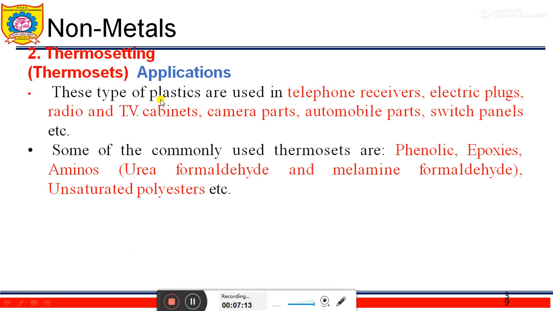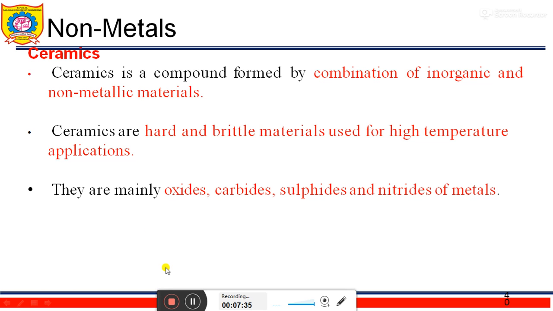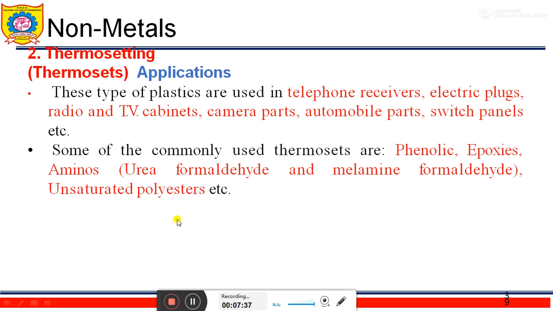Applications of these plastics: they are used in telephone receivers, electric plugs, radio and TV cabinets, camera parts, automobile parts, and switch panels. Some commonly used thermosets are phenolics, epoxies, aminos, urea formaldehyde, melamine formaldehyde, and unsaturated polyesters. So for this video, we'll stop here.